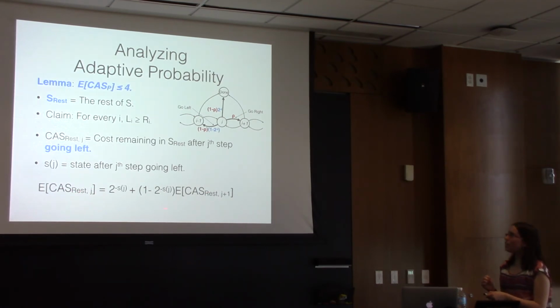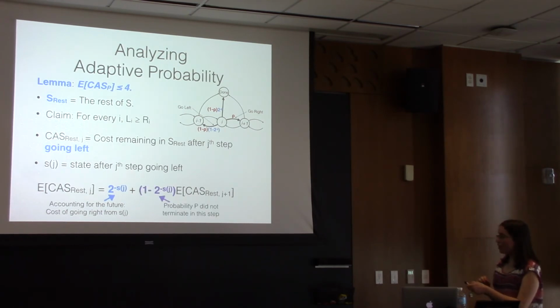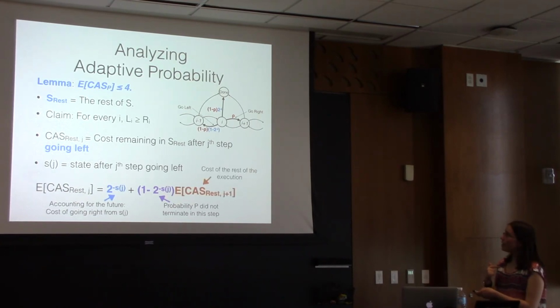And my claim is that this is our analysis. We can go through it more slowly and try to dissect it. This is the cost of going right from Sj back to the right. So we're accounting for the future. We know that we're here now, and maybe in the future I'll want to go back, so just in case, I'm already accounting for that cost. And then this part says, if I go left, I could be leaving the system, and that depends on my coin flip. I have a 2 to the minus i probability of leaving the system. Now, if I didn't, then I have the cost of the rest of the execution to account for.